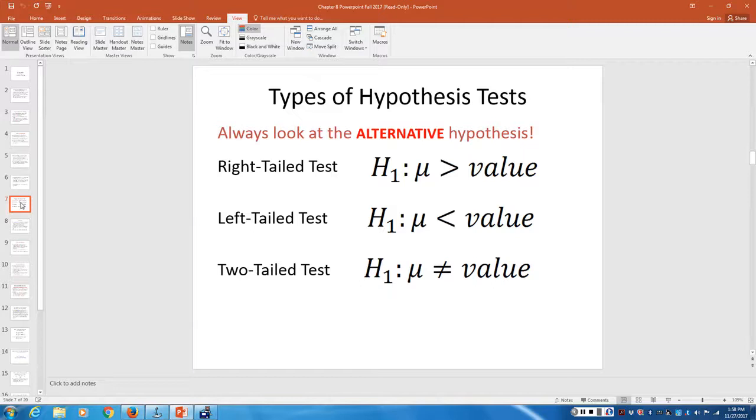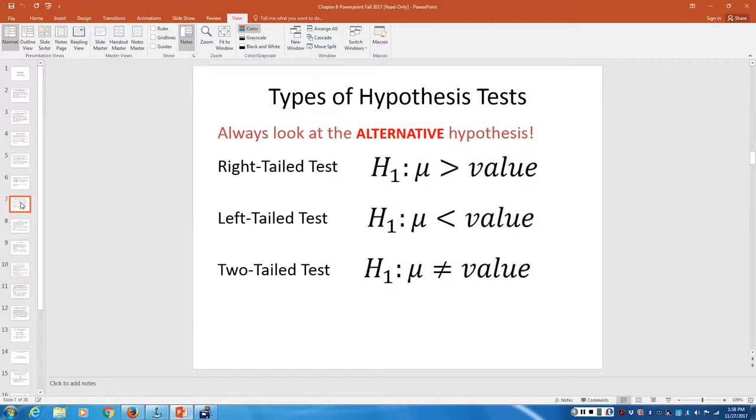So right tail, alpha's in the right. Left tail, alpha's in the left. Right tail, mu is greater than, p is greater than. Left tail, mu is less than, or p is less than. If you don't know less than or greater than, if the problem doesn't tell you, it just says, no, this is not true, then you use the third one and split alpha between the two tails.